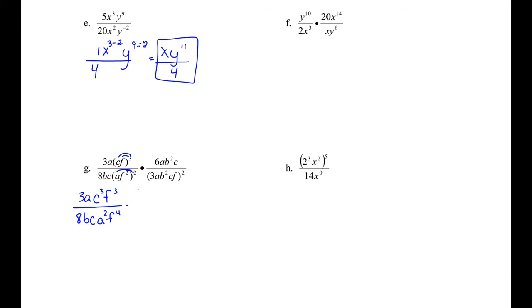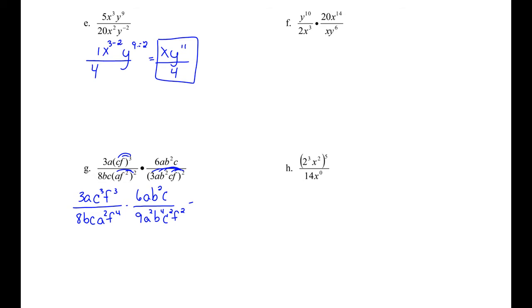On the other side, I'm going to leave the numerator alone, and in the denominator, I'm going to make sure this 2 gets distributed to everything, including the 3. So 3 squared gives me 9. Everything else, I'm multiplying the exponents. So I get a squared, b to the 4th, c squared, and f squared.